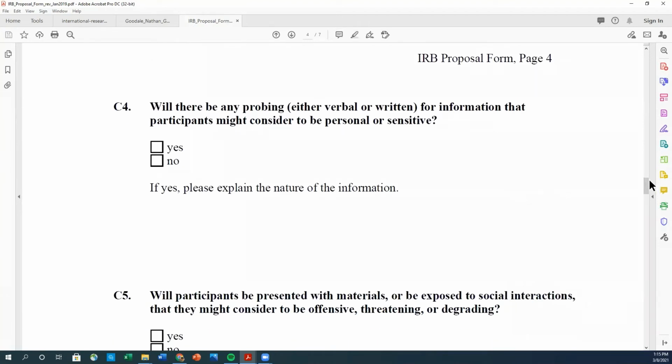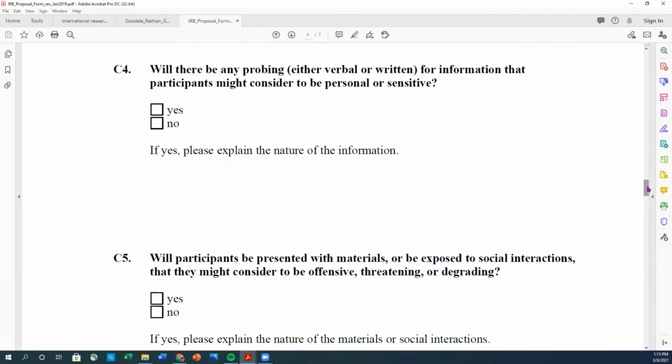So questions C4 and C5 are kind of all of one piece here. They're getting back to the psychological and emotional risk. Will there be probing questions or some supplemental materials, maybe visual or auditory, something you're going to have them look at or listen to, that might be upsetting to your participant? Again, these questions and materials have to be provided as an attachment to your protocol. Anything that's going to be provided to your participant must be provided to the IRB. Audio and video materials can be provided via a link to a source online. So that might help you out a little bit there.